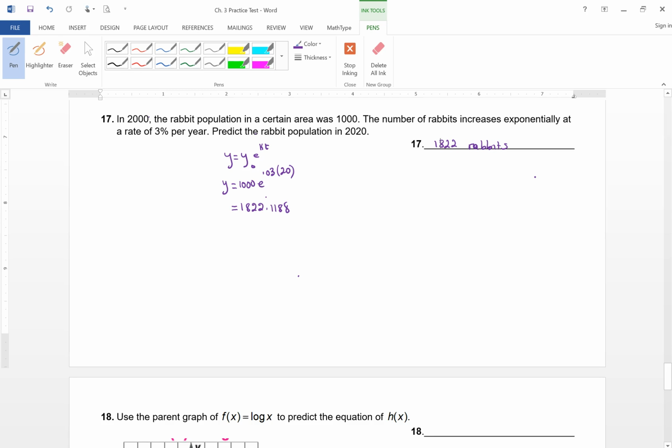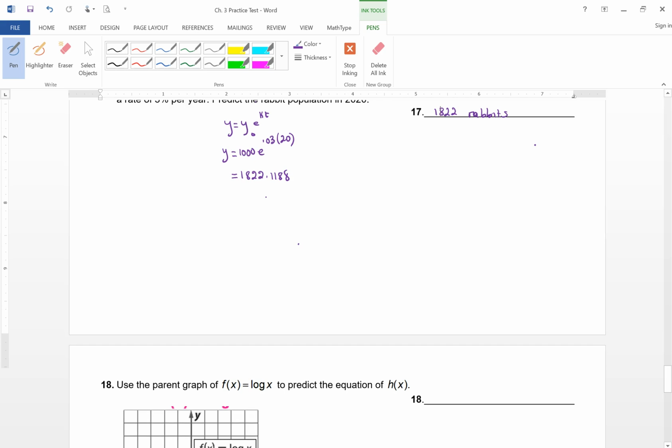If it's not exponential growth and it's the opposite, decay, are we supposed to look... k would be negative. No, the only difference would be that k is negative. You would say negative 0.03 instead of positive 0.03.